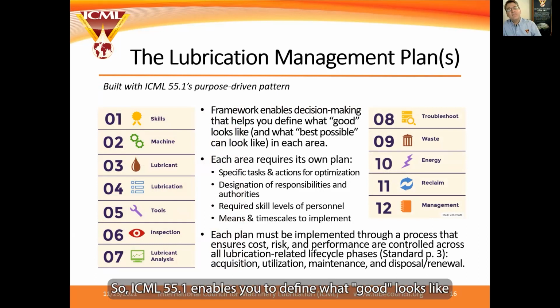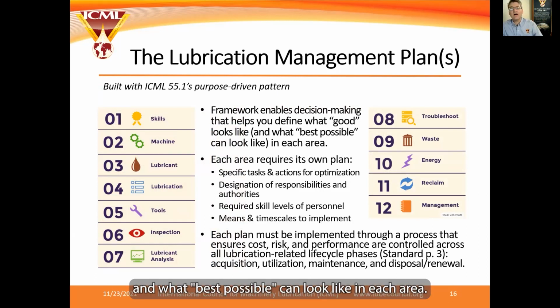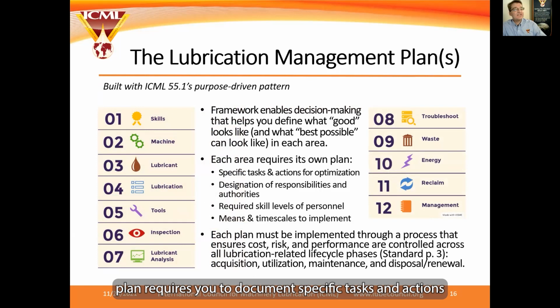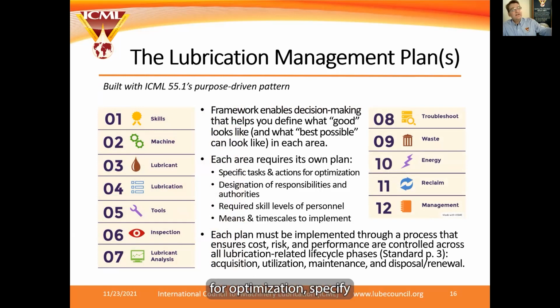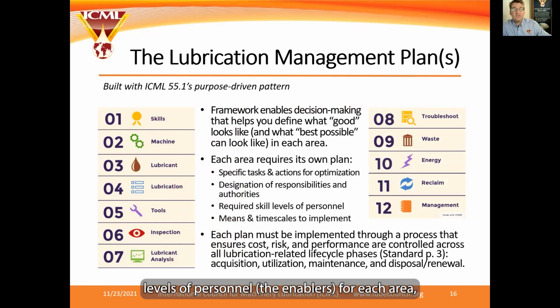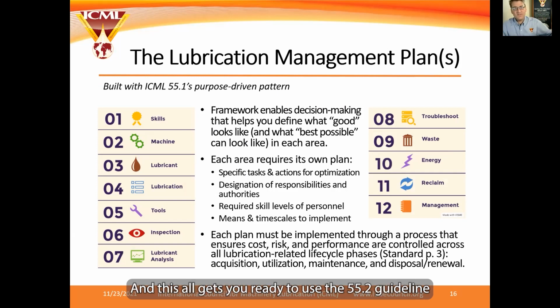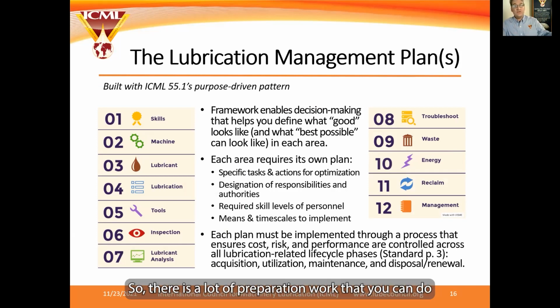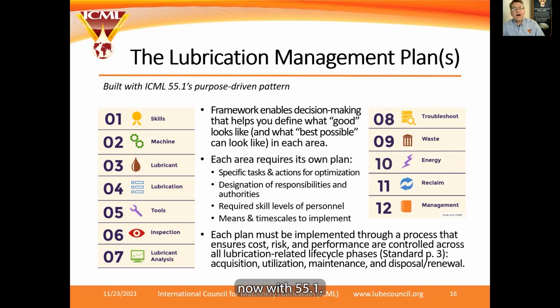So ICML 55.1 enables you to define what good looks like and what best possible can look like in each area. And then each area's plan requires you to document specific tasks and actions for optimization, specify what are the responsibilities and authorities, what are the required skill levels of personnel, the enablers for each area, and define the means and timescales to implement. And this all gets you ready to use the 55.2 guideline when it rolls out. So there's a lot of preparation work that you can do now with 55.1.